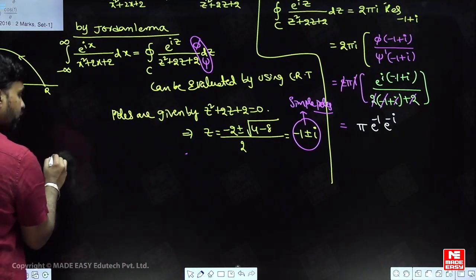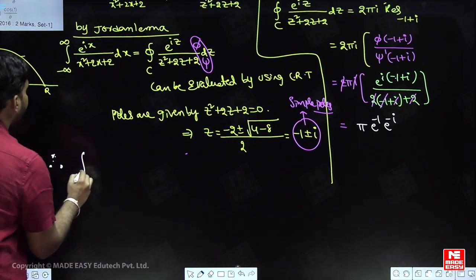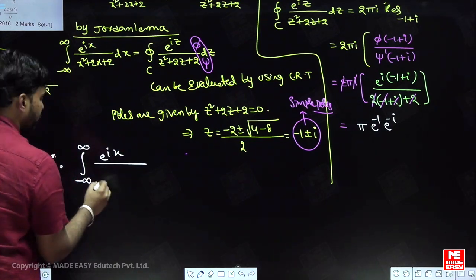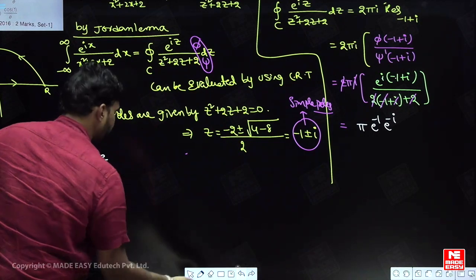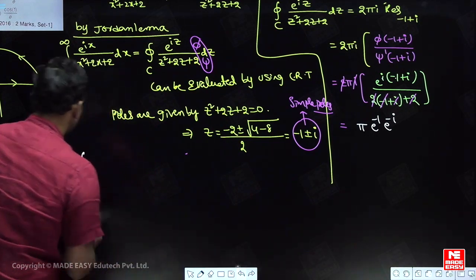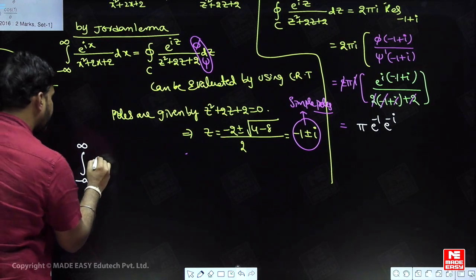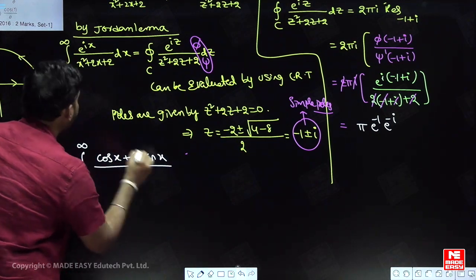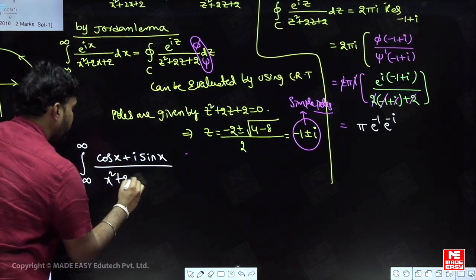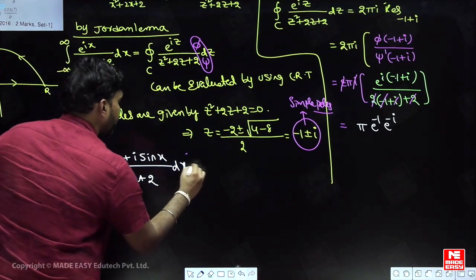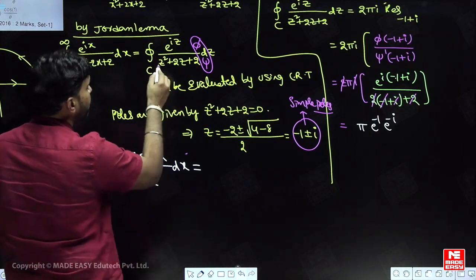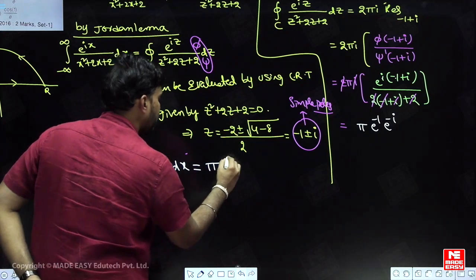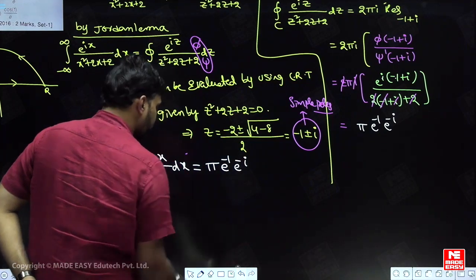So now I can say the integral from minus infinity to infinity of e power iota x. What is e power iota x? Now you can write, my dear students, e power iota x as cos x plus iota sin x, divided by x square plus 2x plus 2, into dx, is equal to, and this value I already got, that is pi e power minus 1 and e power minus i.